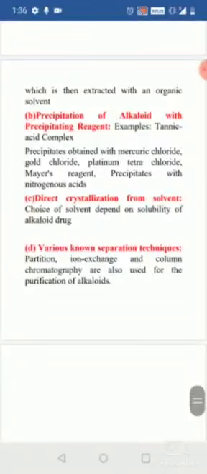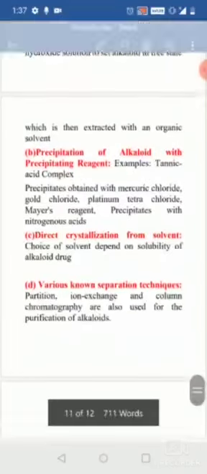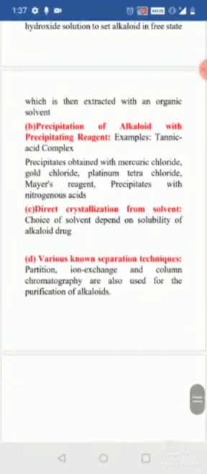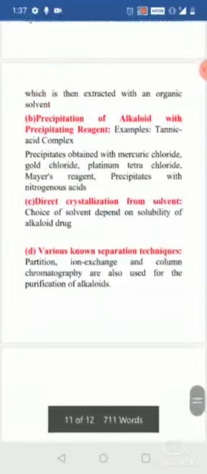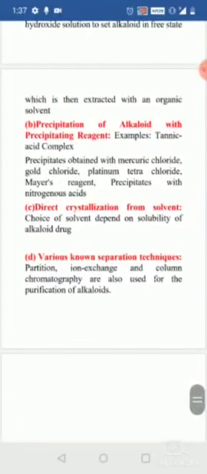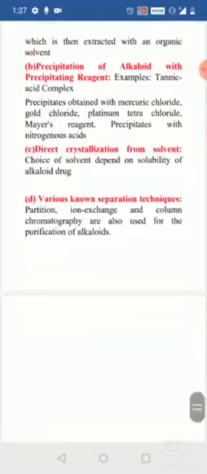Then there is direct crystallization. Here you directly crystallize the alkaloid without converting it into another form. You add a low boiling point solvent and freeze it, or you boil it, and it will become crystals. For example, in the case of caffeine, you add ethanol and evaporate it, which converts the caffeine into its crystals. Like that you can go with the direct crystallization.